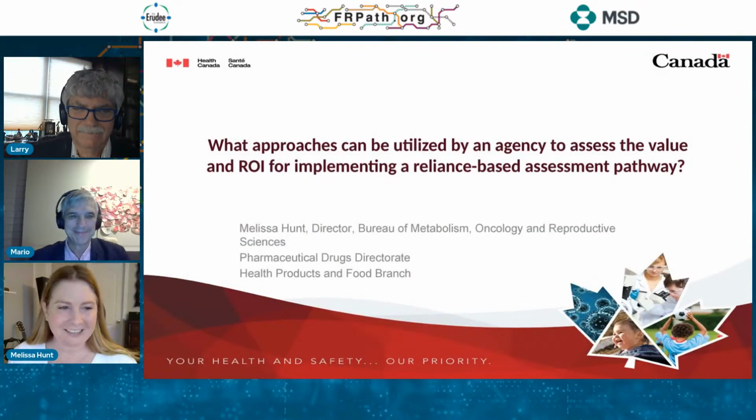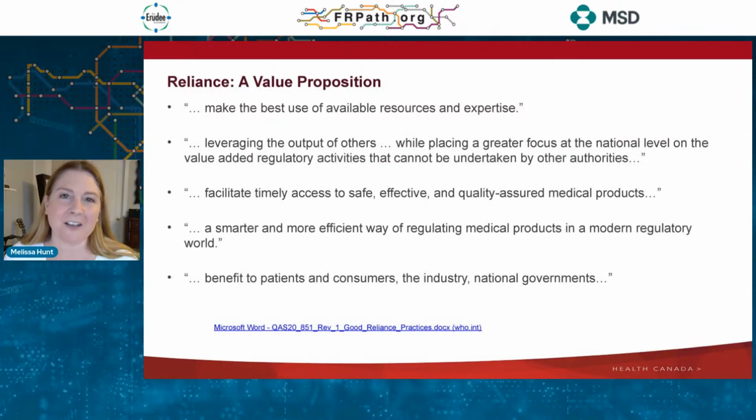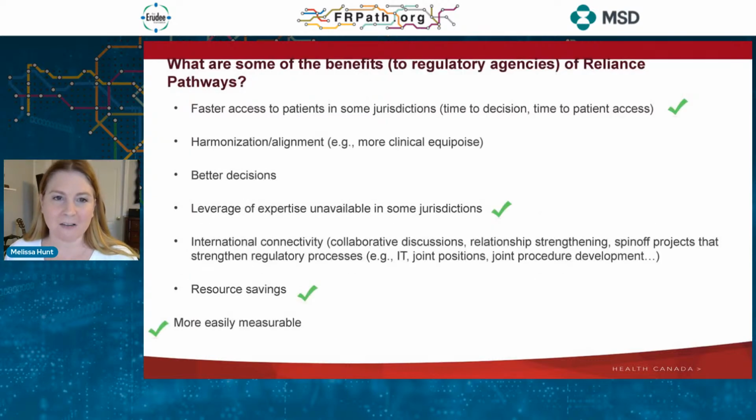Great. Thank you. So reliance clearly has a value proposition, and this is taken from the draft Good Reliance Practices from the World Health Organization. I won't read through it, but it's very clear. We know that there is a value proposition when it comes to reliance for regulatory agencies, and that's the position that I will be speaking from. So what are some of the benefits to regulatory agencies when thinking about reliance pathways?